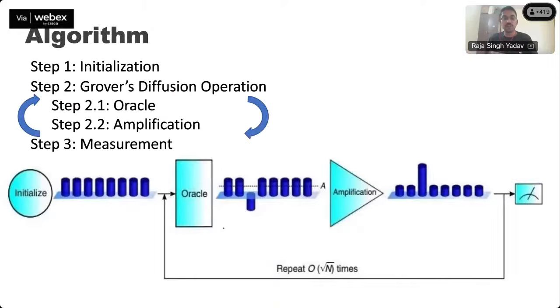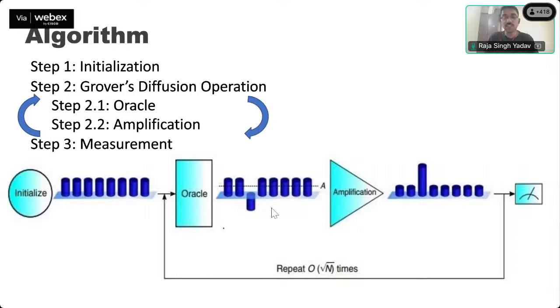So the whole algorithm works like this. Step 1, you have to initialize. Step 2, the Grover diffusion operator, which consists of two parts: one is the oracle, one is the amplification. The oracle is where we were doing this inversion, and amplification means it is increasing the amplitude of a marked element.